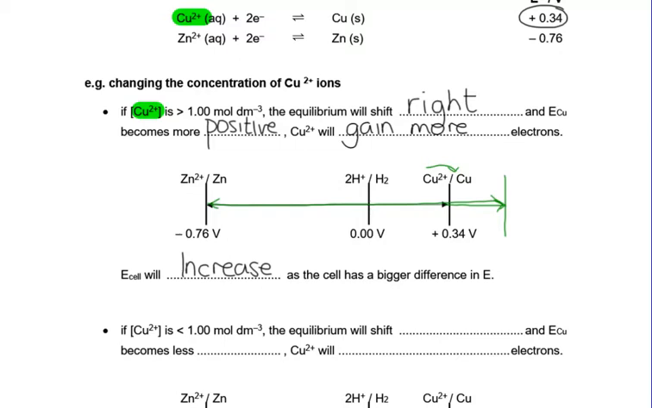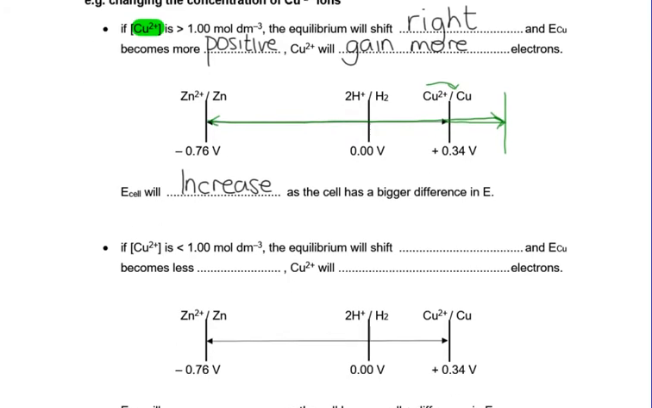So in an exam, if we increase the concentration of copper, because we're going to get more reduction, so the same amount of oxidation, but more reduction on the right, the difference between the two is going to increase, and so we'll get a bigger value.